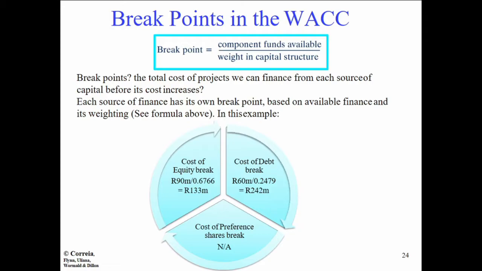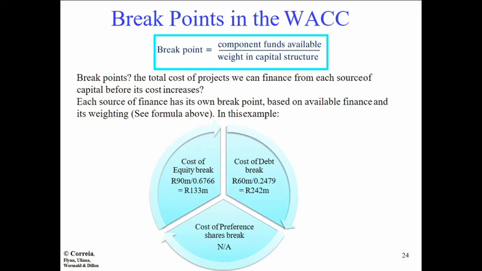So each source of finance will have its own breakpoint. So we will need to calculate the breakpoint for equity, the breakpoint for debt, and because they told us that there is no limit on issuing preference shares, we will not have to calculate the breakpoint for preference shares. So as you can see from the formula, the breakpoint will be based on the available finance and the weighting in the capital structure. So if we apply this formula and calculate the equity breakpoint for this company, we can see that the equity breakpoint is 133 million.